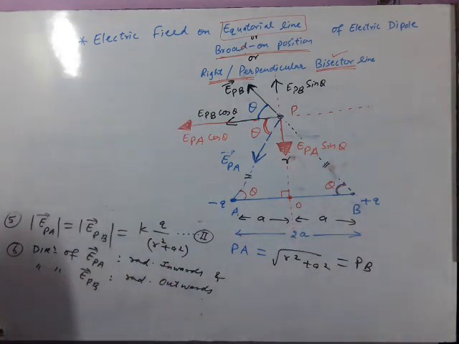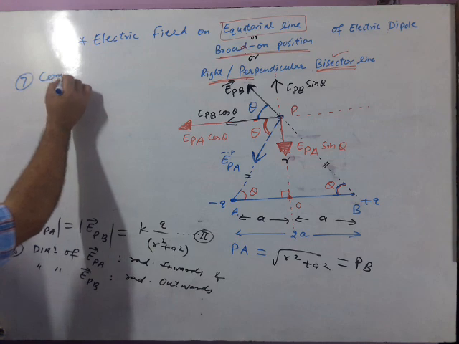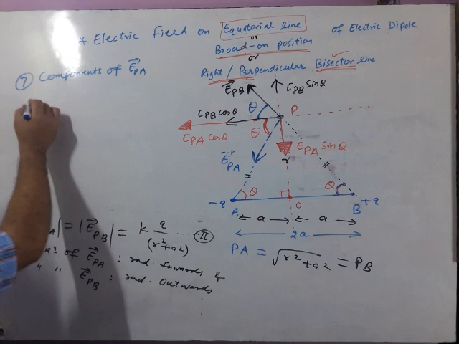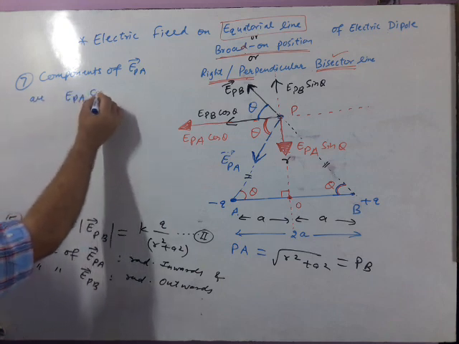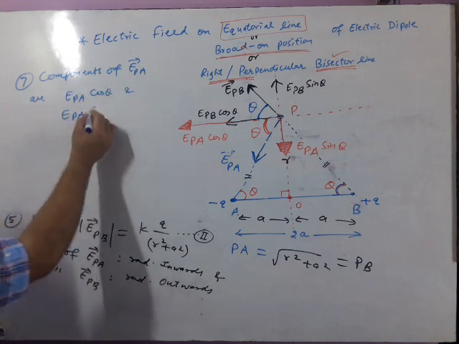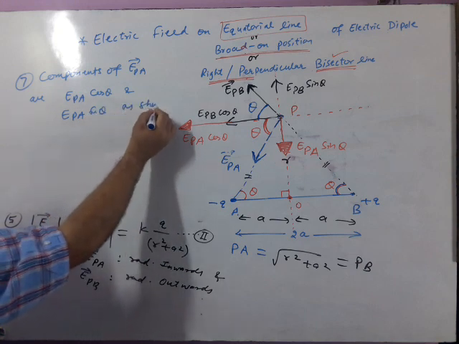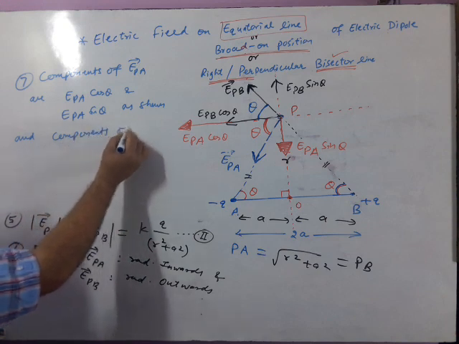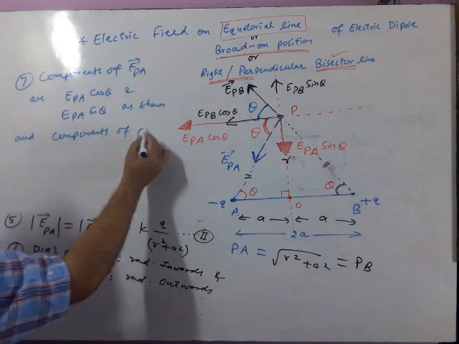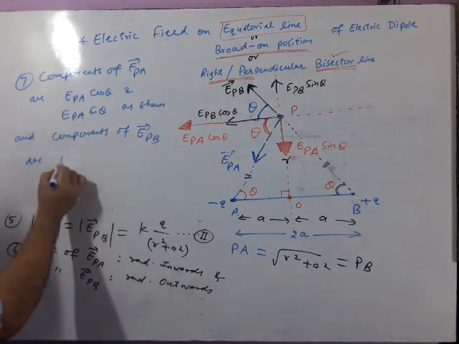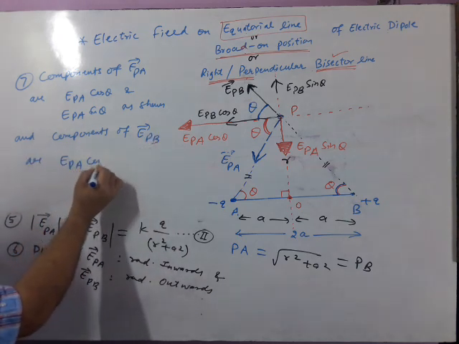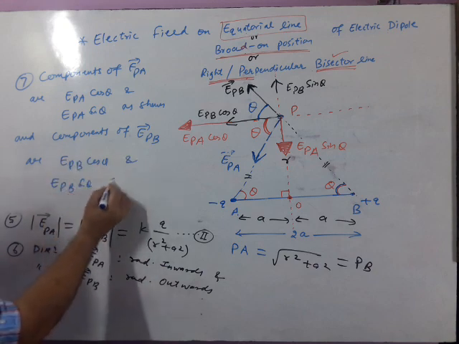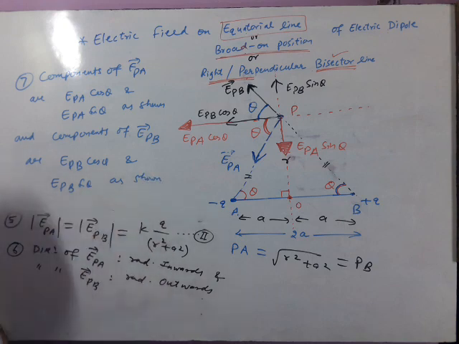Now you should write in step number 7: components of EPA vector are EPA cos theta and EPA sin theta as shown in the diagram. Similarly, components of EPB vector are EPB cos theta and EPB sin theta. Again you may write as shown in the diagram.